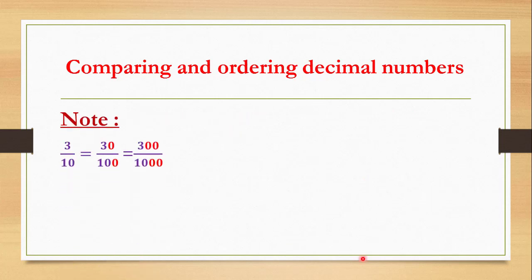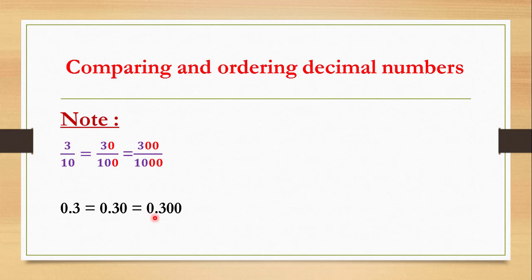I want you to notice that if you have 3/10, for example, this fraction is the same as 30/100. If you multiply up and down by 10, the result will be 30/100. Also this is the same as 300/1000. It means the decimal fraction 0.3 is the same as 3/10, which is also equal to 0.30 and 0.300.